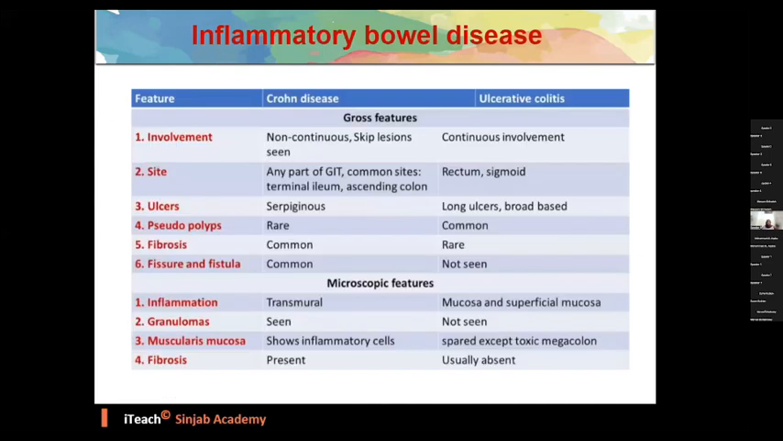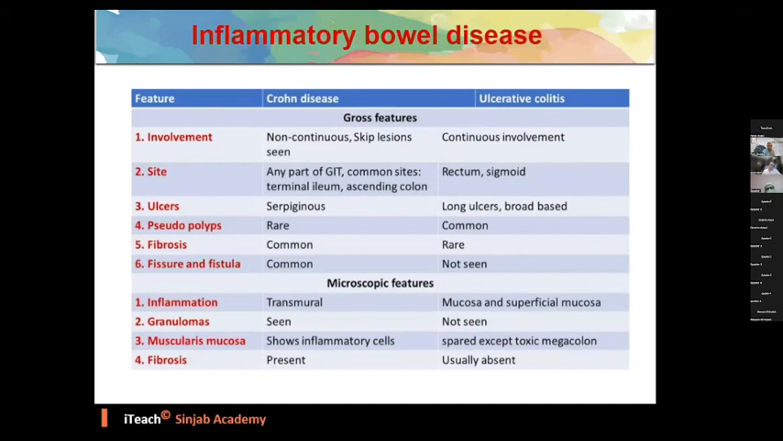This table shows the difference between Crohn's disease and ulcerative colitis as the pathological features, gross features. The more important is the involvement, which is non-continuous with skip lesions in Crohn's disease and continuous involvement in ulcerative colitis. The site of inflammation involves any part of the GIT, commonly the terminal ileum and ascending colon in Crohn's disease, but it's present only in the rectum and the segmental colon in ulcerative colitis.